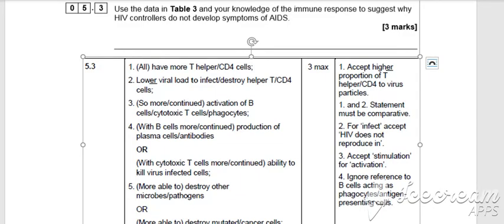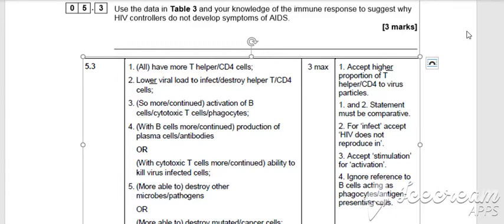So in terms of our mark scheme, the first 2 points are for using the data in the table, so the idea that there are more T helper or CD4 cells, or there's a higher proportion of the T helper cells to the virus particles, or the idea that there's a lower viral load. This must be comparative, it must be a lower viral load that is infecting or destroying those T helper cells.